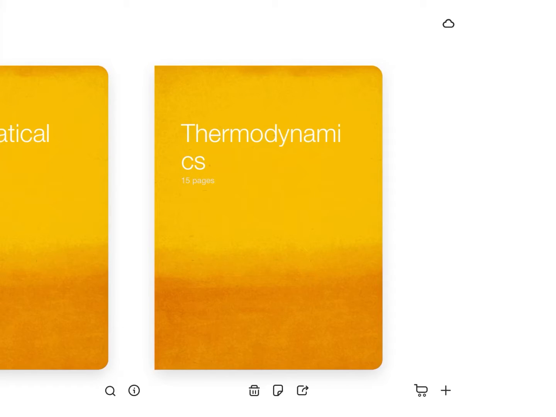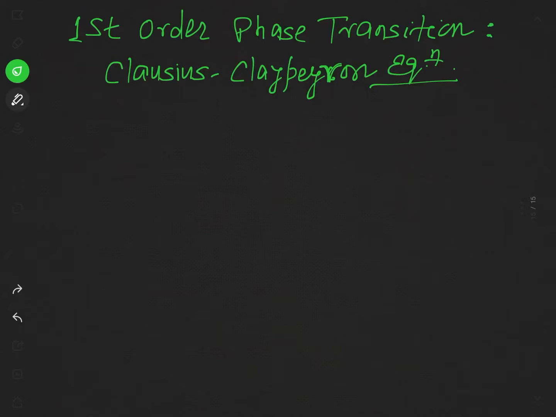In the previous lecture, we discussed the conditions for phase equilibrium. Now, we are going to discuss particularly the first order phase transition, in which we will derive a particular equation which is called the Clausius-Clapeyron equation. This equation results from the first order phase transition, and that is why it is said that the first order phase transition is simply the Clausius-Clapeyron scheme of phase transition.